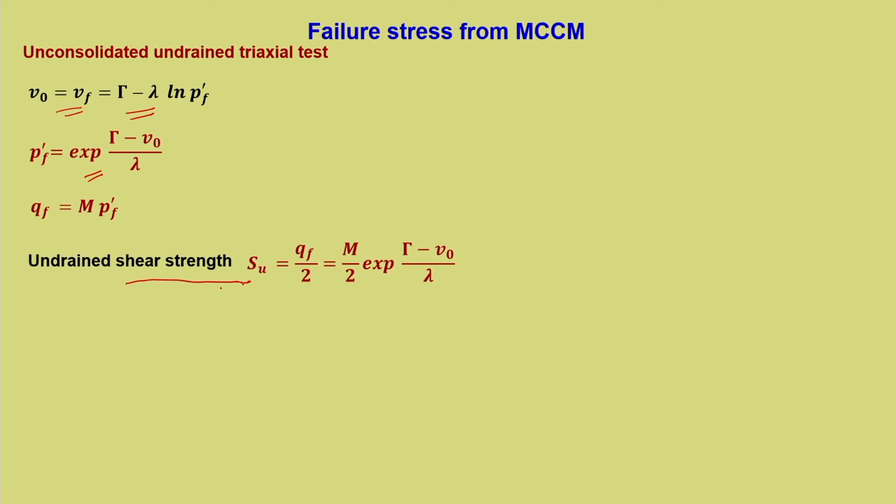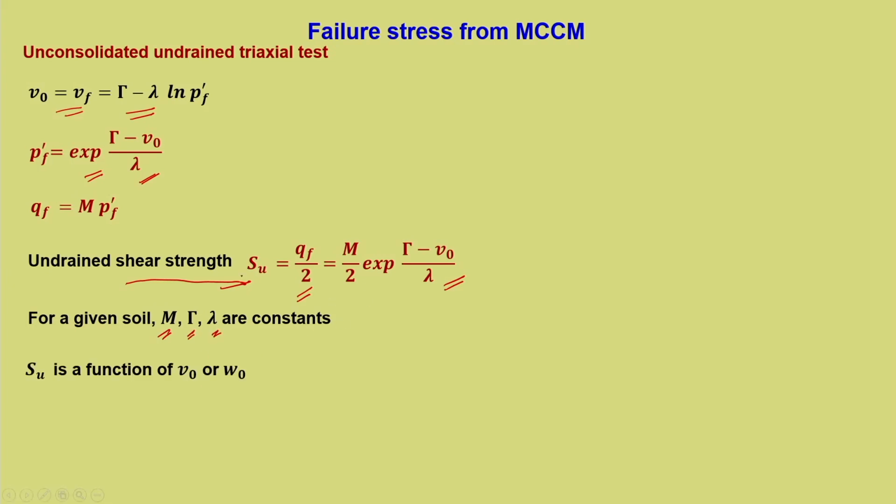Undrained shear strength Su is equal to Qf by 2. If you substitute Qf is equal to m into P dash f, Qf by 2 will be m by 2 and P dash f is equal to exp gamma minus V naught upon lambda. And for a given soil, m, gamma, lambda are constants. So, Su is merely a function of V naught, that is the initial specific volume, or we can write it in terms of initial water content. W naught is the initial water content.